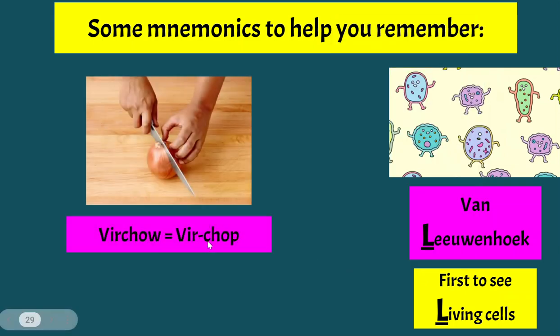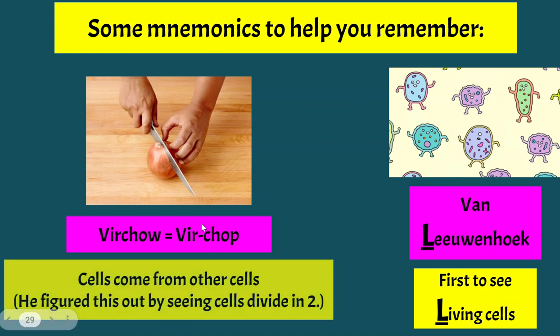And then Virchow. If we say Virchow, sort of like Virchop, then we realize that Virchow is the guy who said that all cells come from other cells. He figured this out because he was watching live cells under the microscope, and he saw some divide. So he had one that divided into two, kind of like it was being chopped.